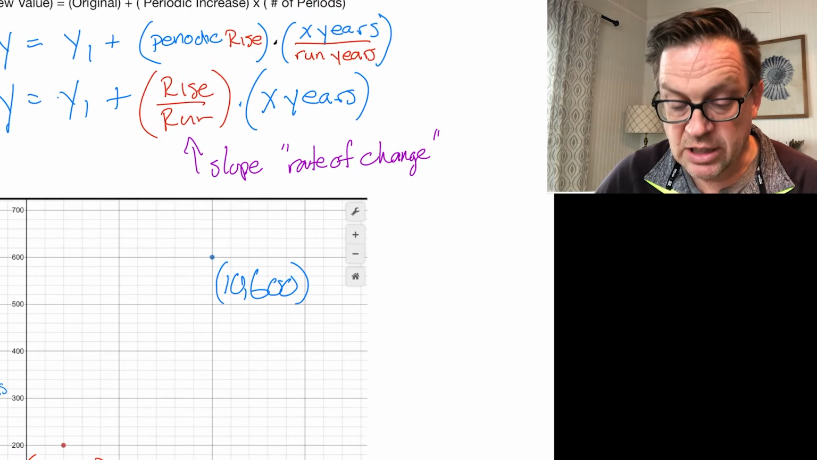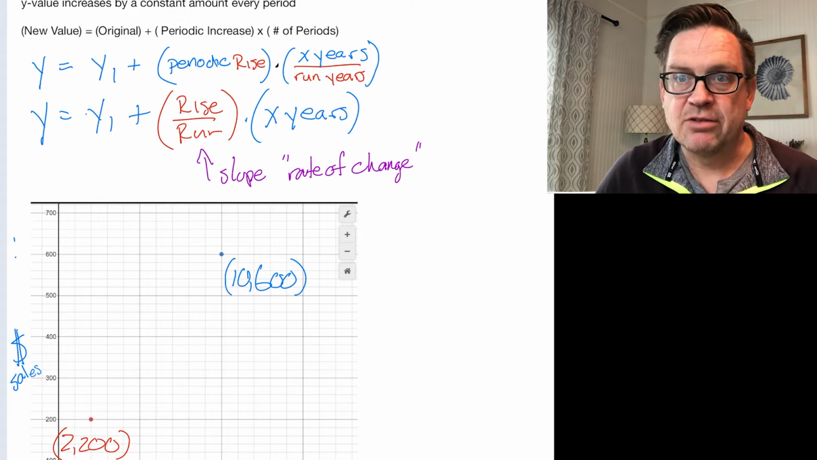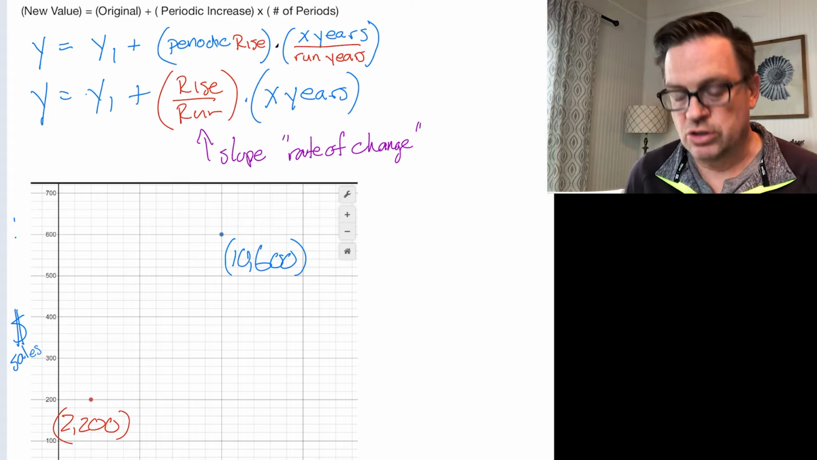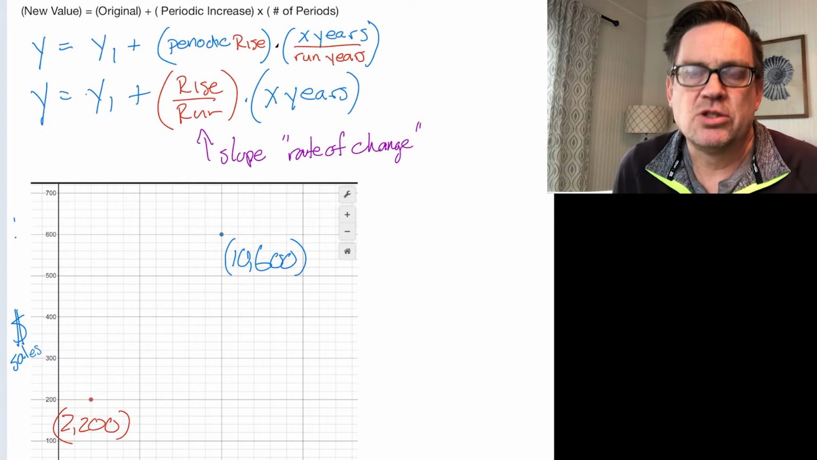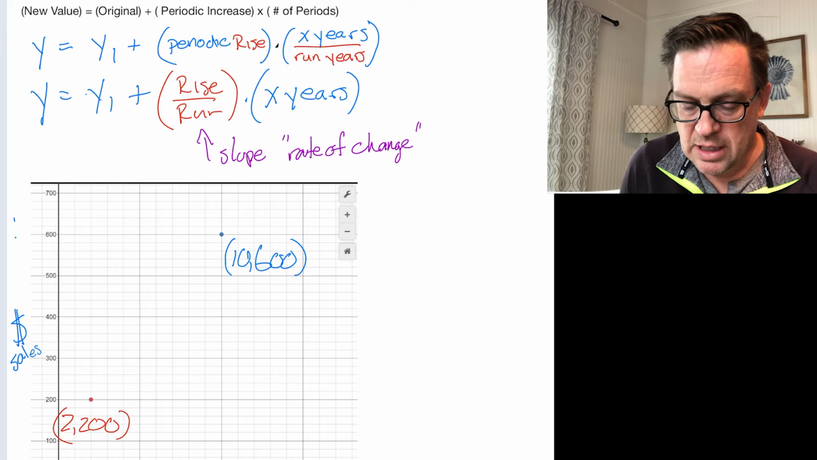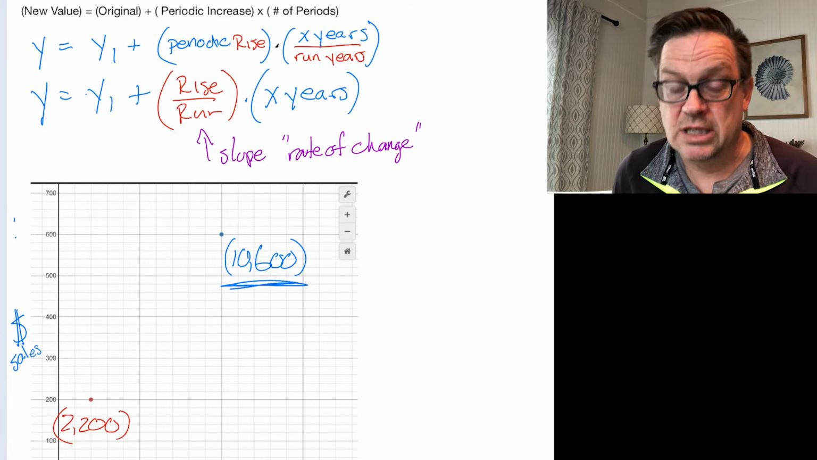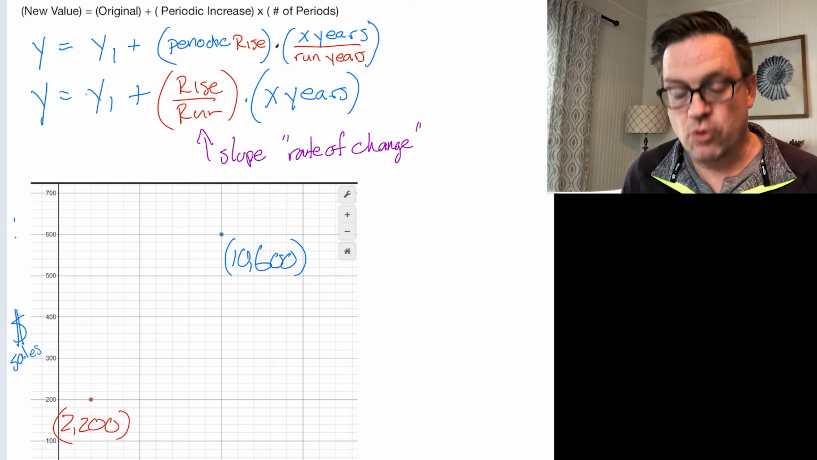So I've got a linear growth, and suppose I have a chart that shows my sales over certain years. So in the second year, I had 200, maybe it's 200,000, 200 in sales. And by the 10th year, I was up to 600 in sales. So I want to know a formula for that.